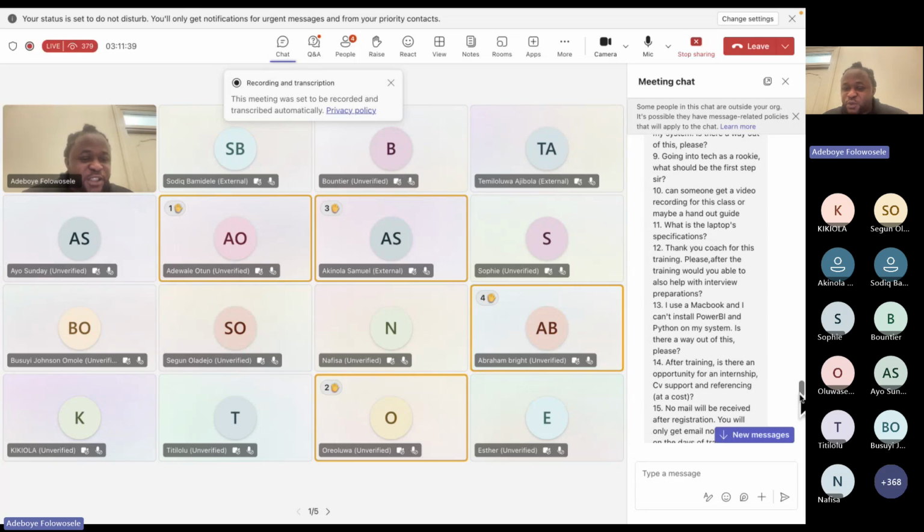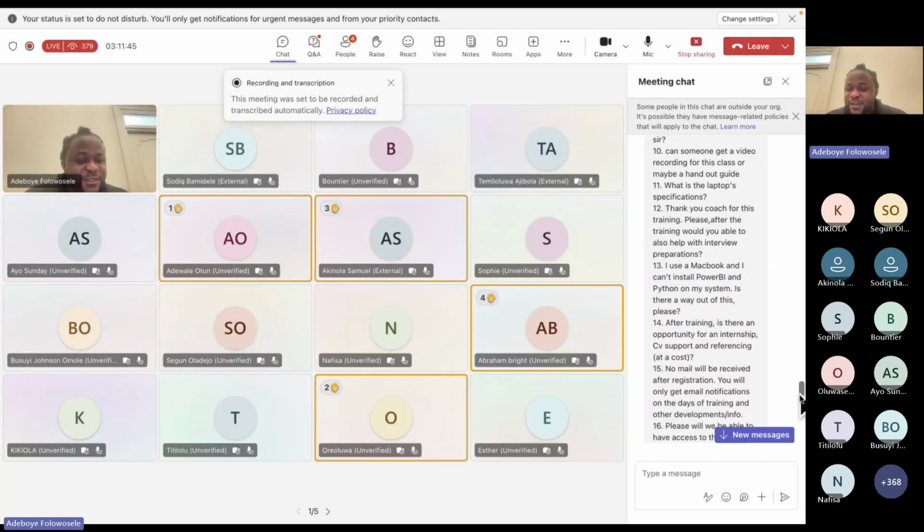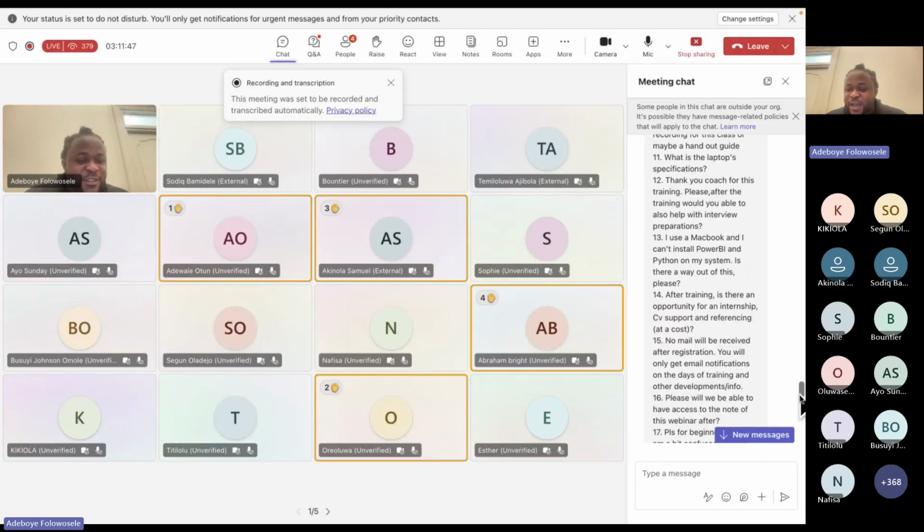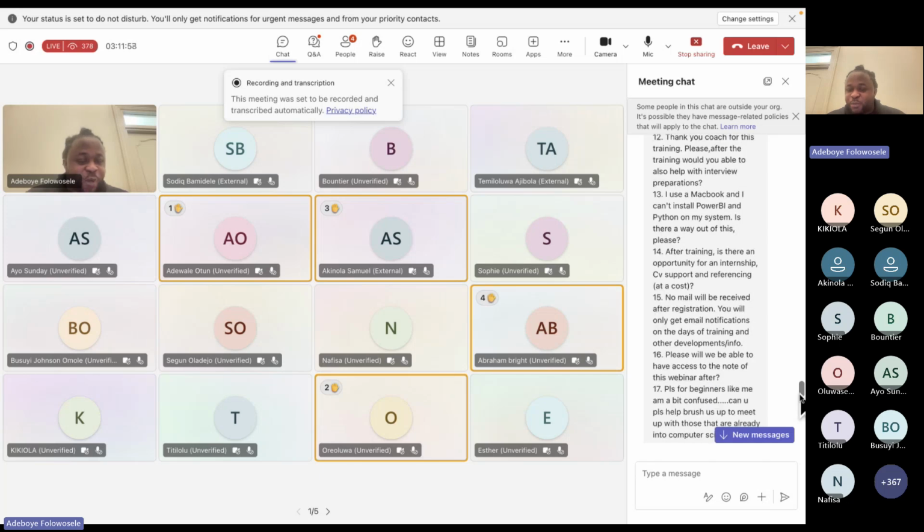Please, after training, will you be able to help with interview preparation? So that is for consultancy. You can see me after the training if you want that. Is there any opportunity for internship, CV support, and referencing? I will not say that on here. Just chat me up if you need that later.